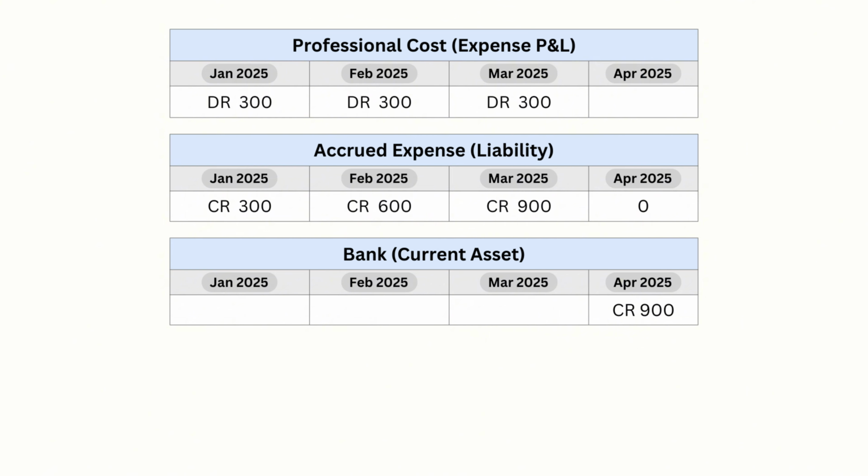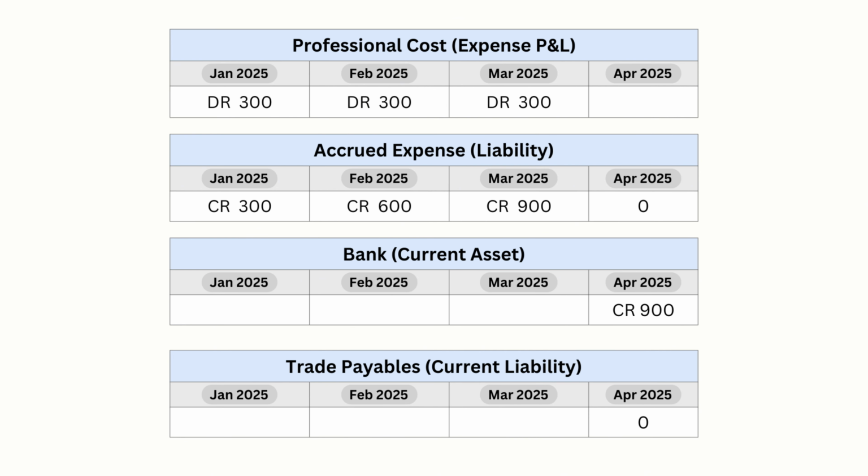Looking at the bank account, there is no cash movement in January, February and March. Cash only leaves the business in April when £900 is paid. This shows clearly that cash flow timing is different from expense recognition. When the invoice is received in April, the accrued expense is cleared and replaced with a trade payable.